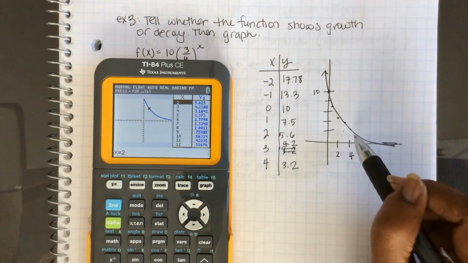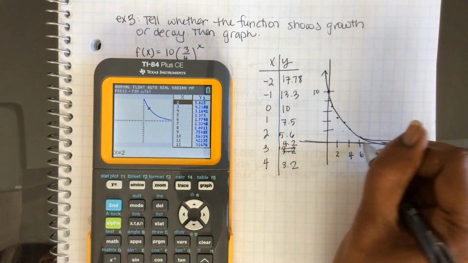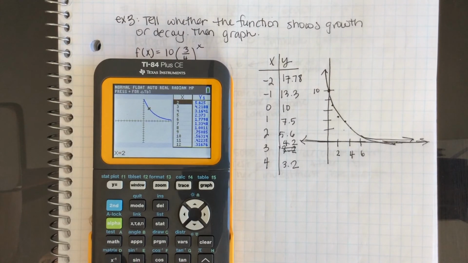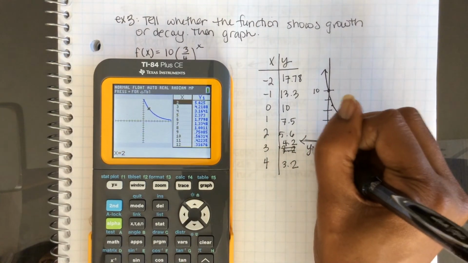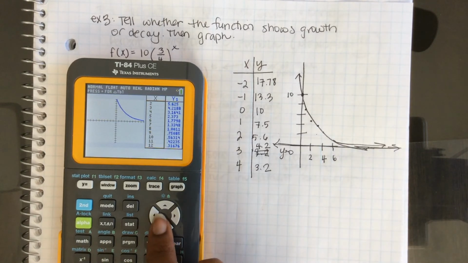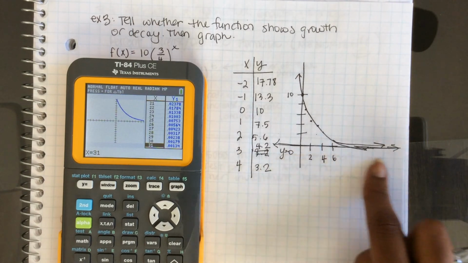Now I actually made a mistake here making it cross my x-axis, because that's actually my asymptote again. Y equals 0, because my y values get very, very small. They never actually equal 0. If I go through my table, see they get very small. So my asymptote is y equals 0.